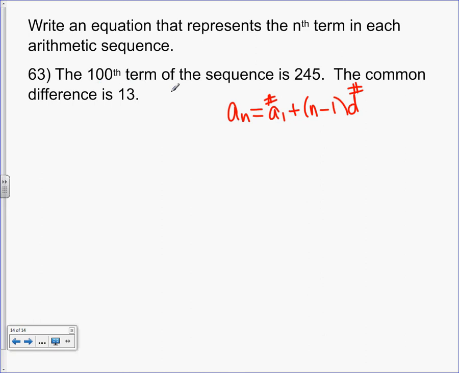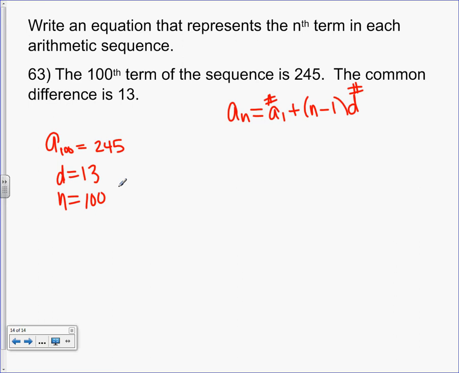The 100th term of the sequence is 245. How do I write that? A sub 100 is 245. The 100th term is 245. And then the common difference is 13, so d is 13. What else do I technically know if I end up using that 245? n is 100 because it's the 100th term.